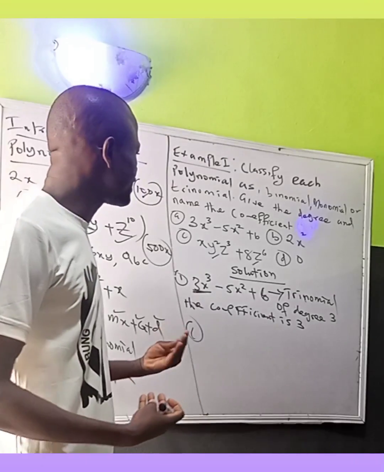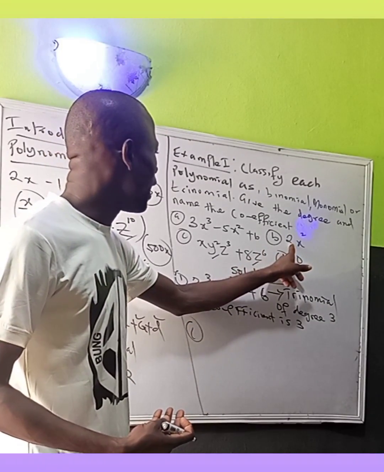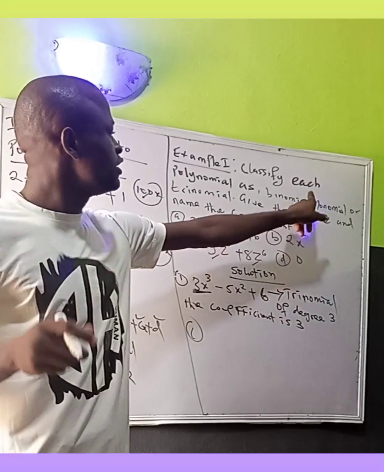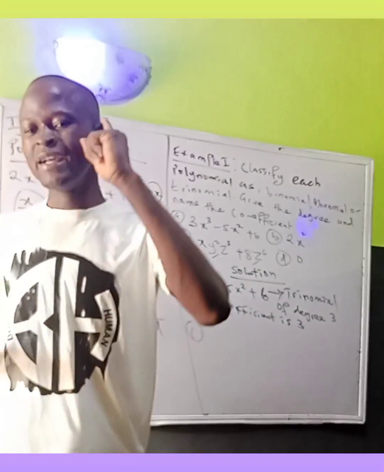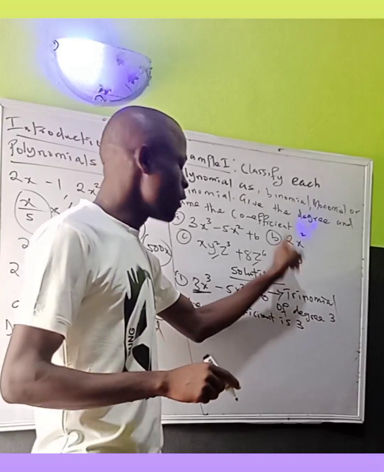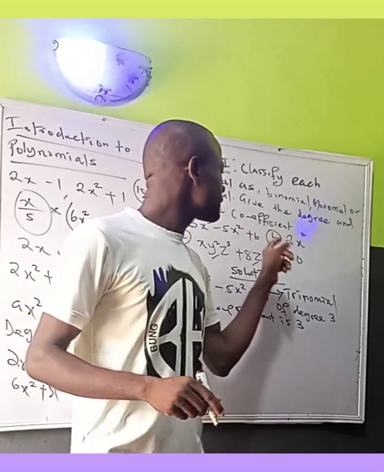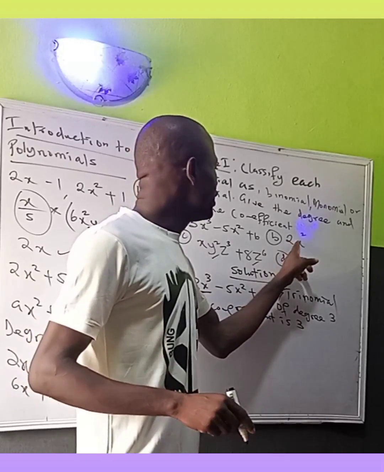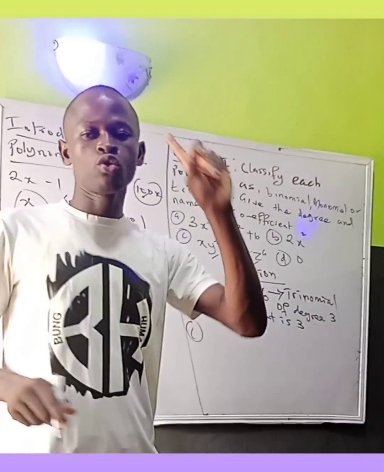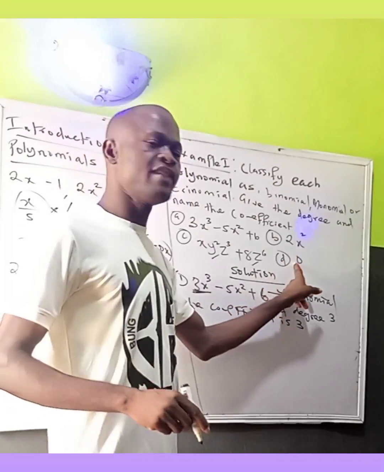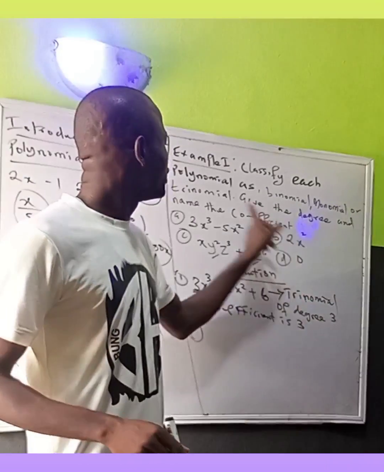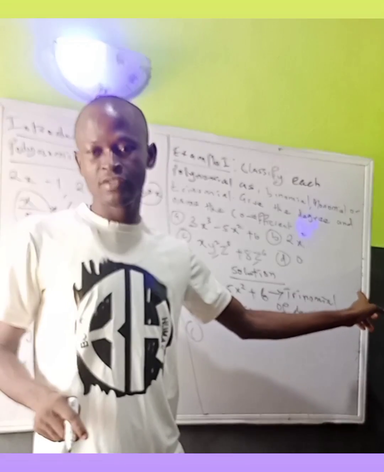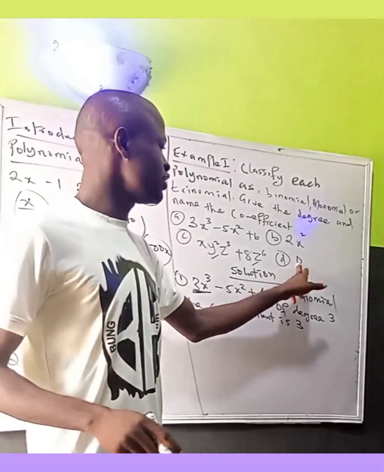Play this video, share these videos with your friends. Then the next one, we move to this other one now. This polynomial is a monomial because it has only one term. Then the next one is the degree is 2 because the highest power is 2. Then this one is a zero polynomial. It has no degree. It has no leading coefficient.